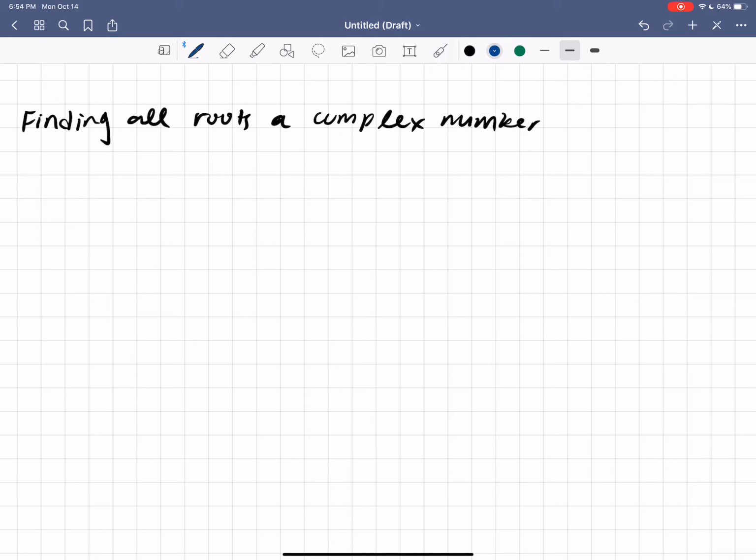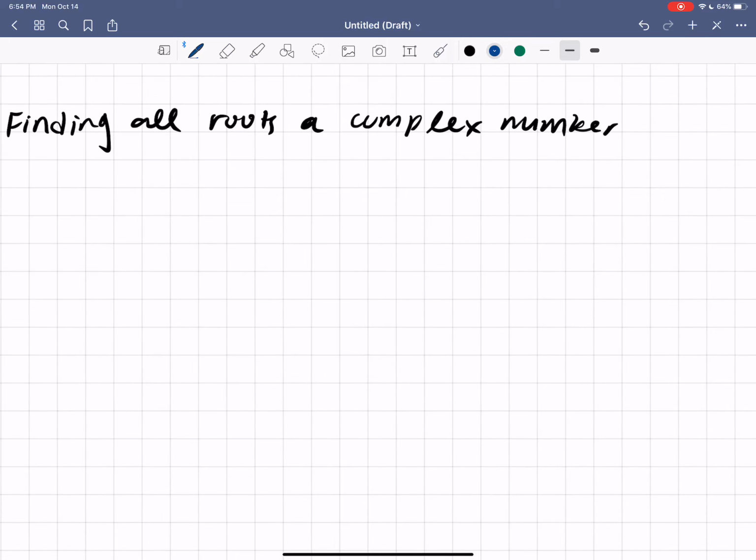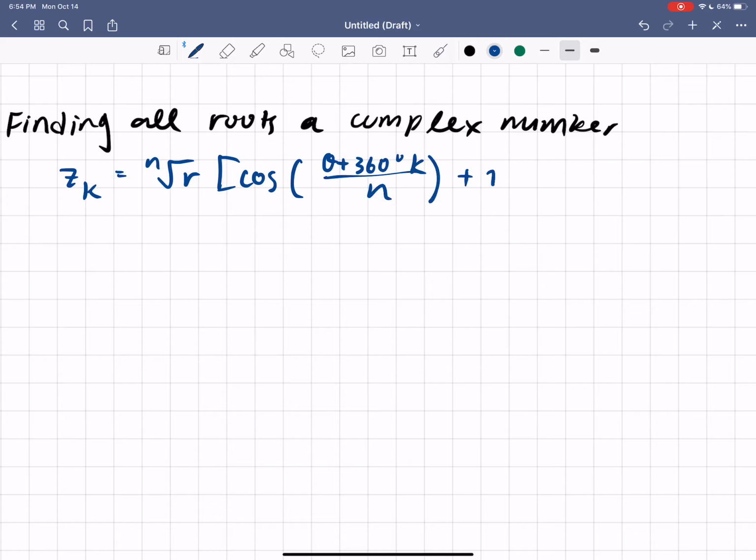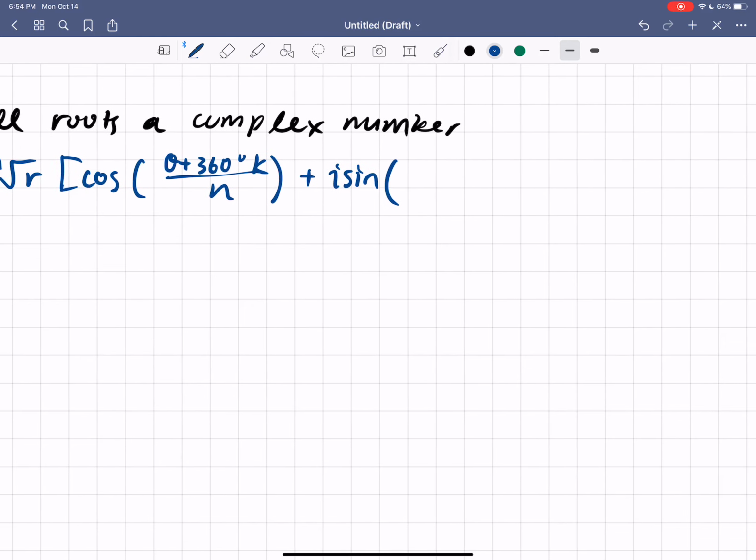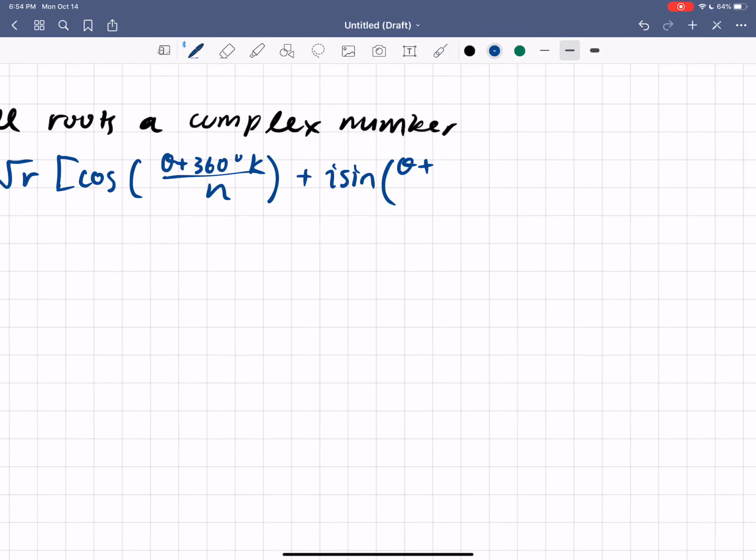And so to do this, we have a bit of a formula. So z to the k is equal to the nth root of r, cosine theta plus 360 degrees, or 2 pi k over n, plus I sine of theta, your argument, plus 360 degrees again, or 2 pi k over n. And I know this seems a bit daunting, but I'll break it down for you.